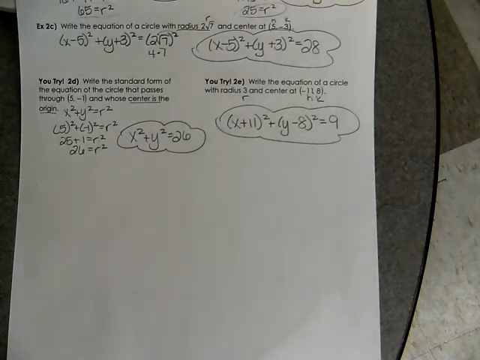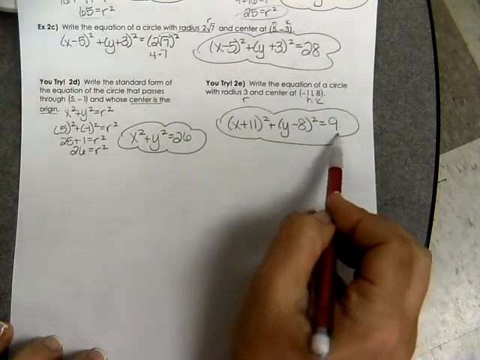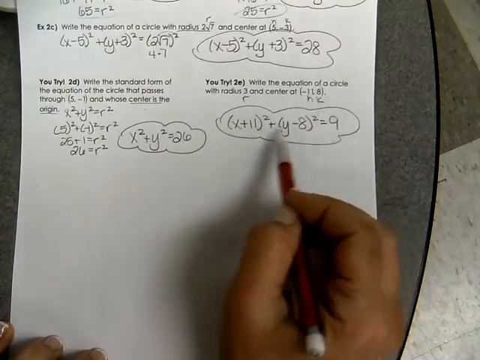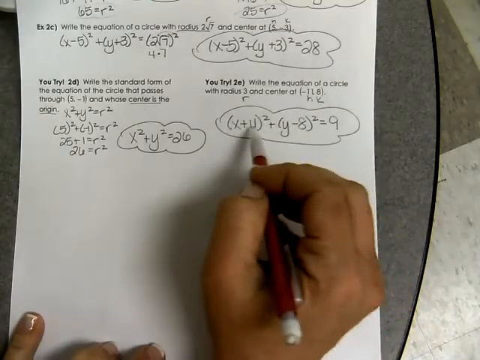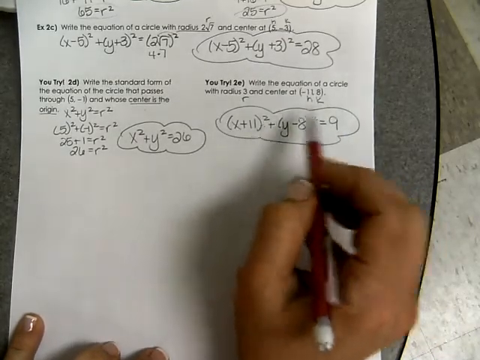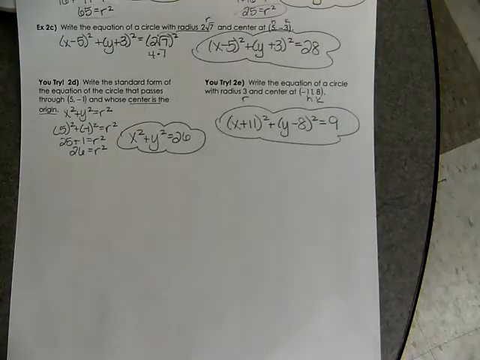In 2E, I knew that the radius was 3. I'm going to square that. That's where this 9 comes from. And then I just use h and k along with the x and y piece here to get that (x plus 11) squared plus (y minus 8) squared equals that 9. And that's it. So that's your circle recap.